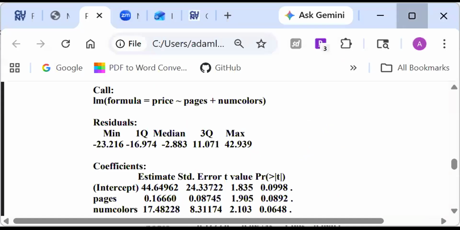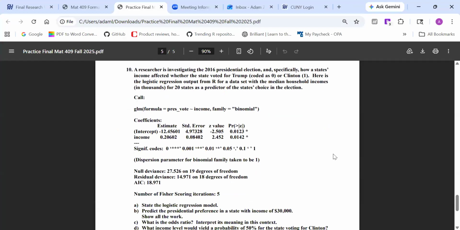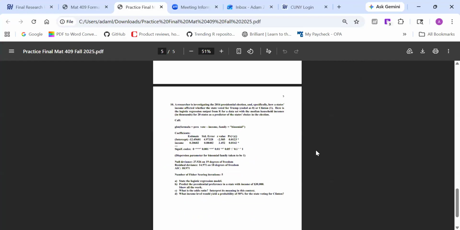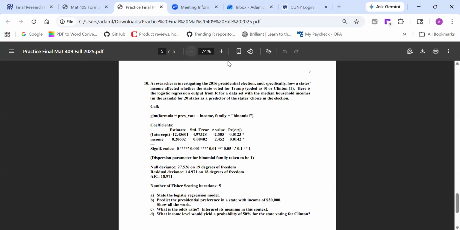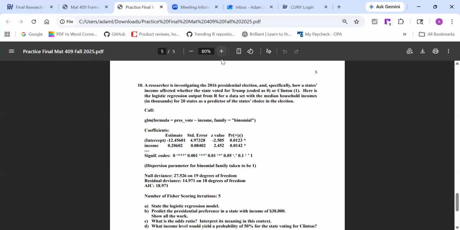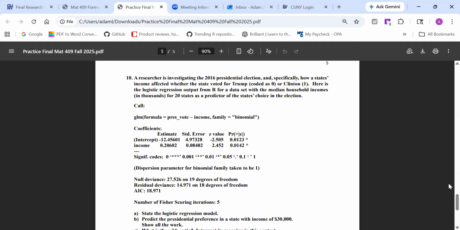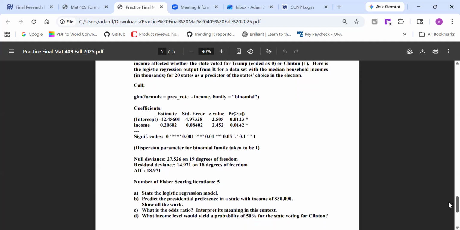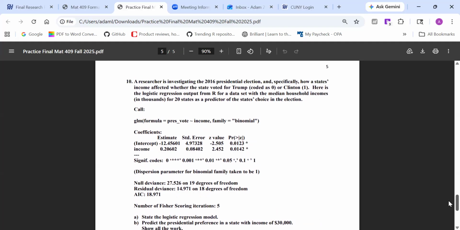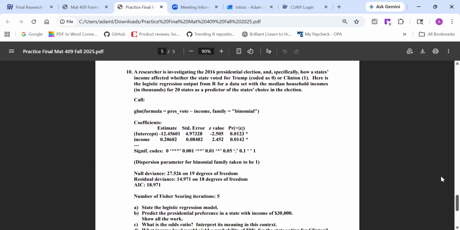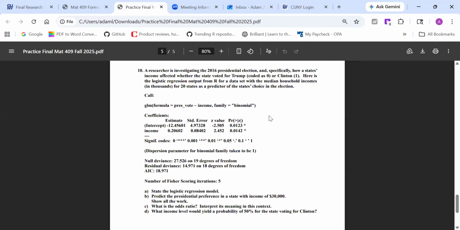The last one is on logistic regression. So let's look at it for like a couple minutes. Then we'll go over the solution.